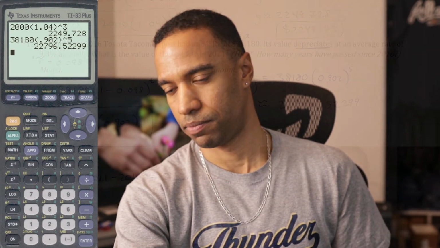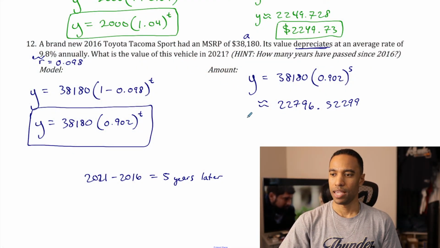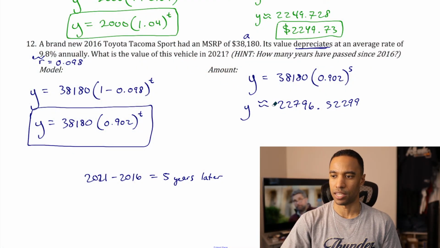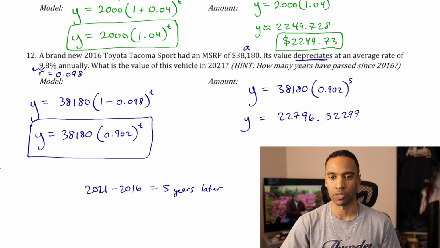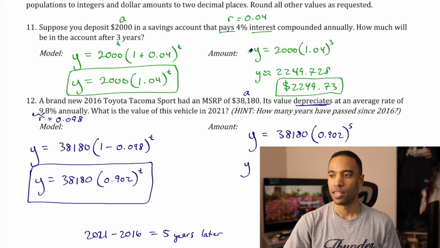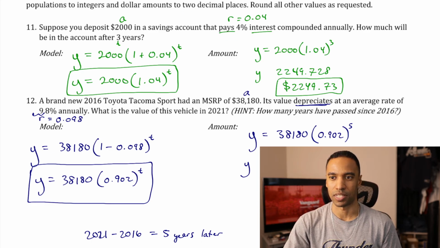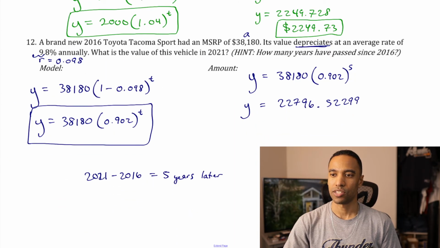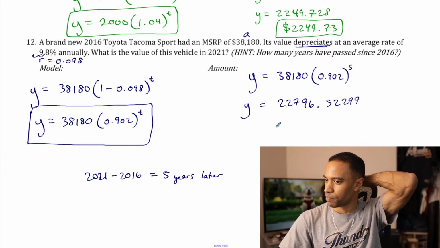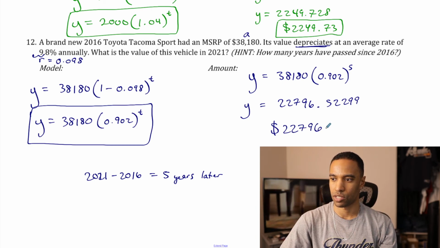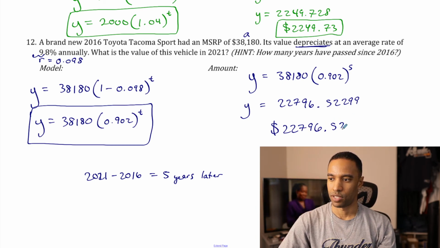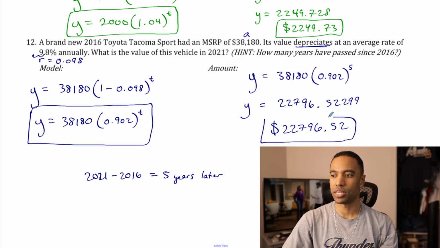So let me go back here. So y does not approximately equal this. Y does equal this, but that's not our answer because we need dollars, and of course with dollars we need cents. This also was not approximated. This was exact, but we approximate it as we round. So this answer is also in dollars and cents. So this is $22,796.52.